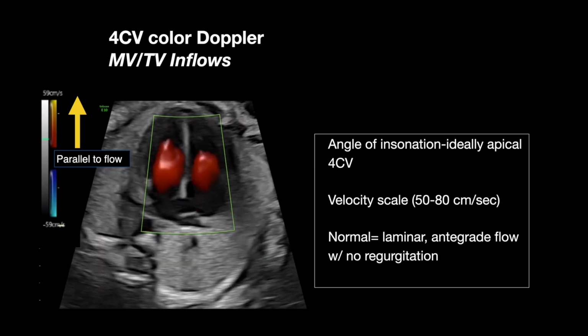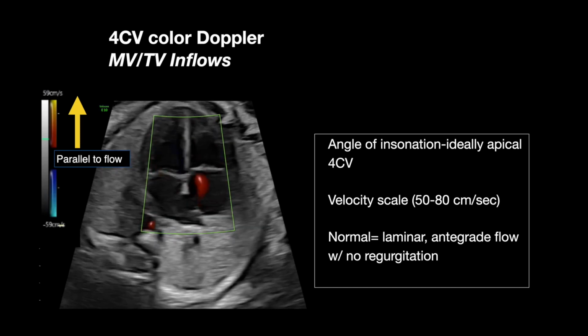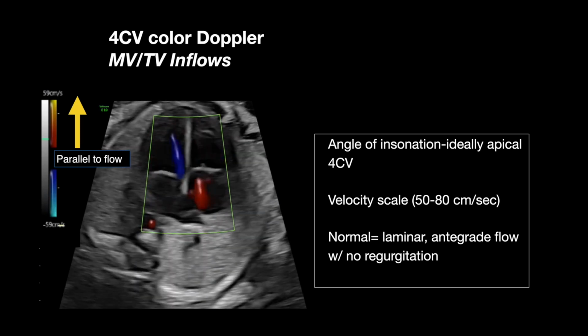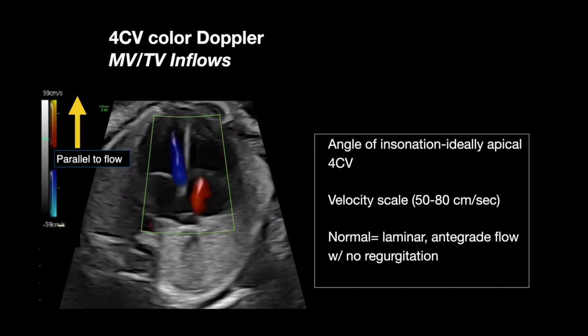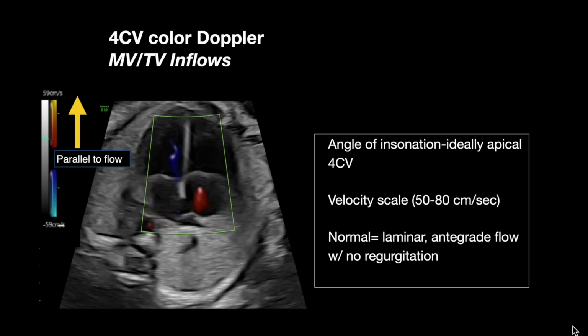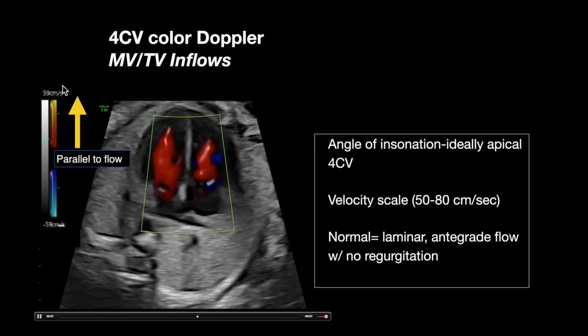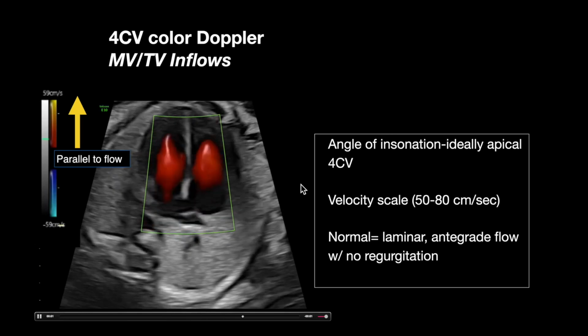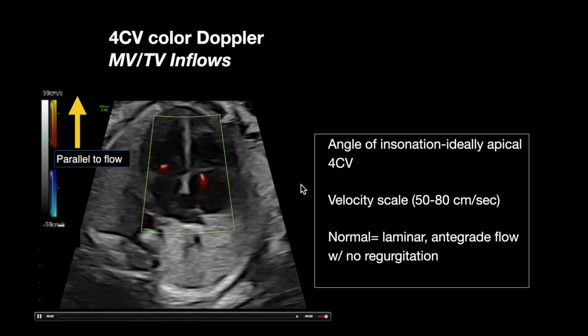And keep in mind, anytime I'm looking at a valve, as I mentioned in my optimization talk, I'm going to have a higher velocity scale, somewhere in the range of 50 to 80 centimeters per second. This is set at 59. We'll get you in about the right place.